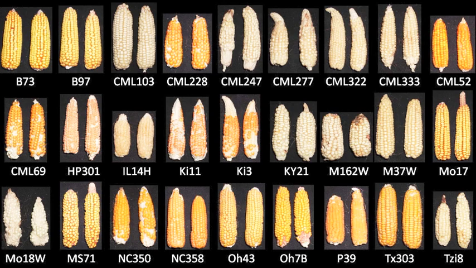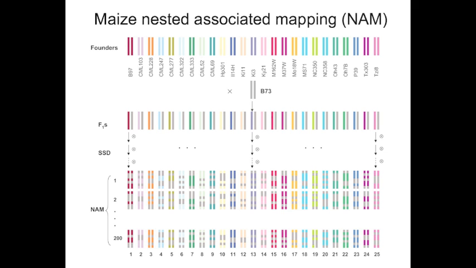Here you can see examples of the NAM founders. These are the diverse genetic maize recombinant inbred lines that were crossed to B73 to make the nested association mapping population. The maize nested association mapping panel was made by taking 25 unique recombinant inbred lines, 26 if you include Mo17, and crossing them to B73. B73 being the line that was used to sequence the maize genome.